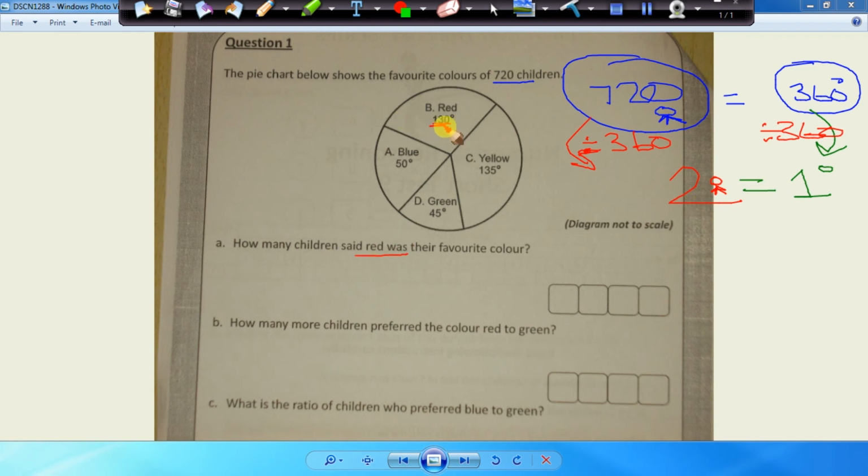So it says how many preferred red? Red was how many degrees? 130 degrees. We times it by the 2 as the multiplier. So that gives us an answer of 260 children.